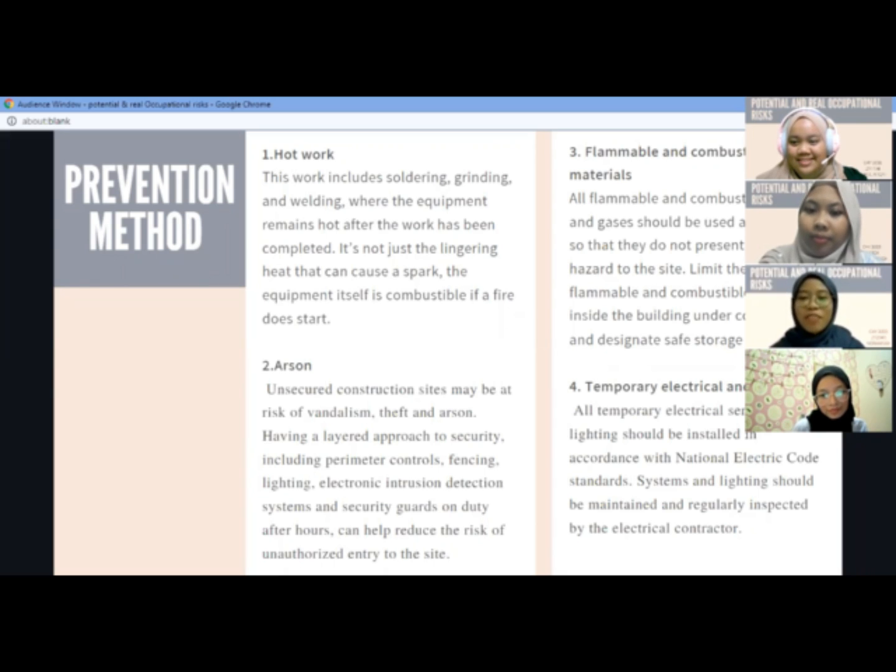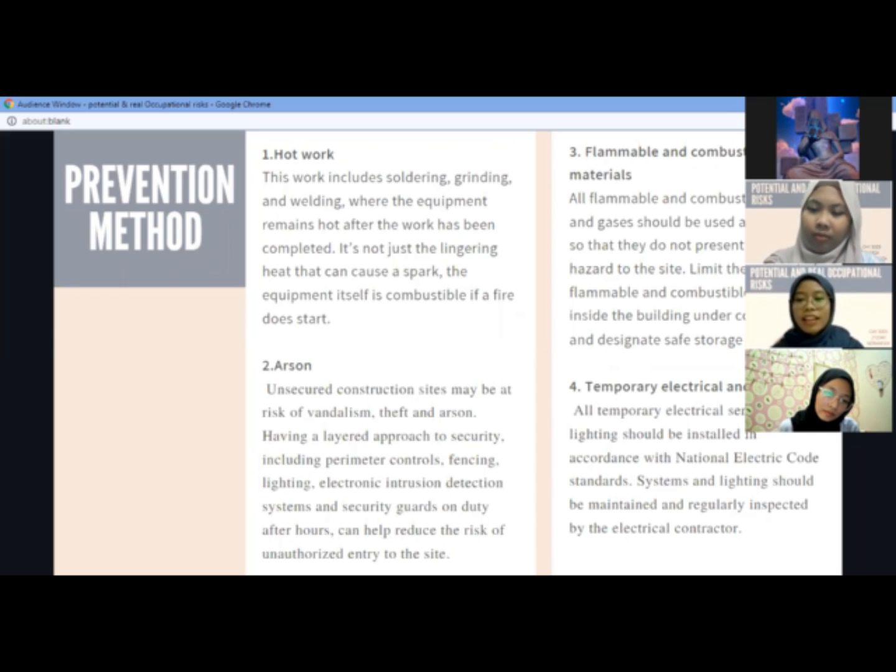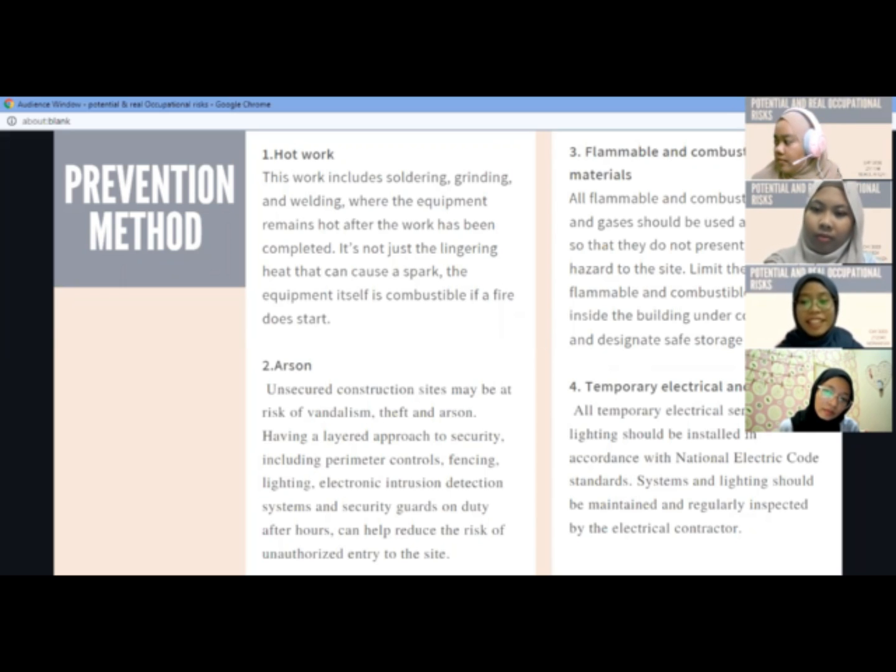And then the fourth one is temporary electricals and lighting. All temporary electrical service and lighting should be installed in accordance with National Electric Code standards. And then the systems and lighting should be maintained and regularly inspected by the electrical contractor. So I pass it to Athilah.